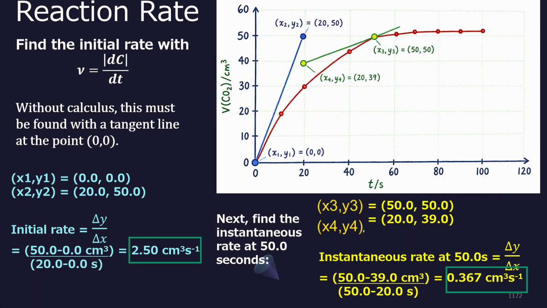So what do we notice? We notice the instantaneous rate at 50 is quite a bit lower than the initial rate, and this will almost always happen. I think I can say it always happens. The rate later on, instant rate later on, is always going to be lower than the initial rate because our starting materials start to disappear, so the reaction can happen less frequently. And you can see that just in the slopes. The higher slope at the start will become the flatter slope later on.